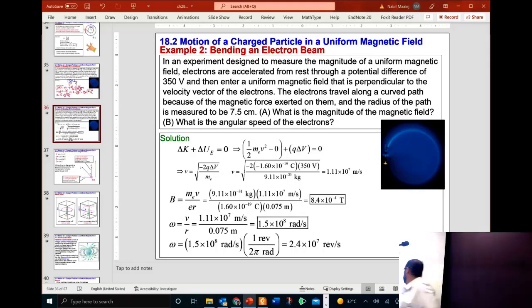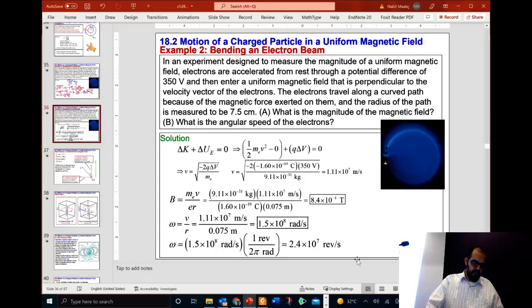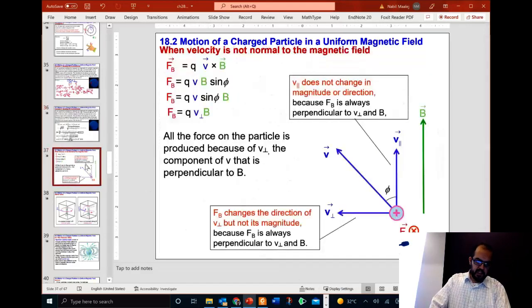The blue color is because they interact with the xenon gas, I think, which will give it a bluish light. The gas molecules are excited, and when they go back to their ground state, they emit a bluish light. This is actually a very nice experiment. I wish you have an opportunity to do it, because you have acceleration of an electron through an electric field, you have movement of an electron in a magnetic field, and there are so many important concepts covered in this experiment.